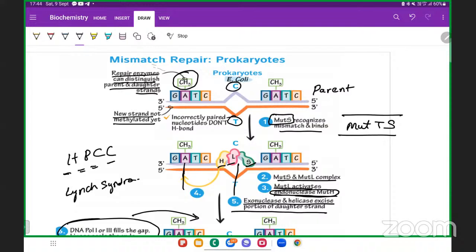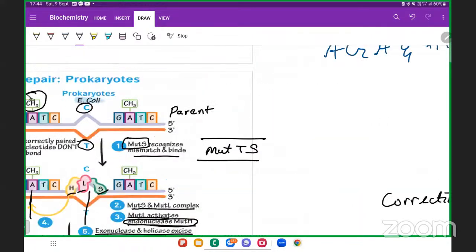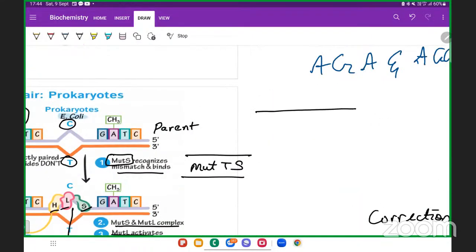Proofreading is going to be done in the direction of 5' to 3', with respect to that of the parent DNA. The newly formed DNA will be going in the 5' to 3' direction. Again, I will tell you carefully. See here, this is your parent DNA, and you are going to have the new DNA formed. The parent DNA is in the 3' to 5' direction, but the newly formed DNA will be in the 5' to 3' direction.